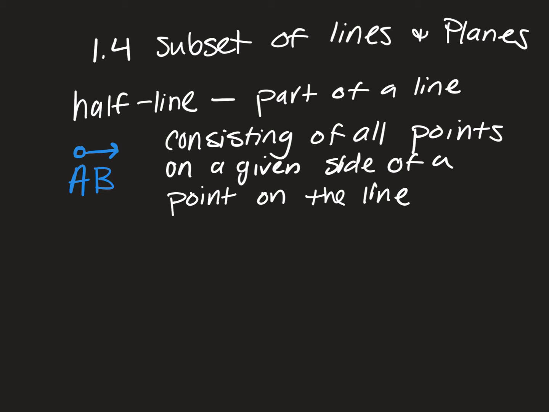So let's say we have a line, which has, I'm going to put C, A, and B on here. When we're talking about half line AB, it starts right after A and goes over here, right? So it starts at A, but it does not include point A. That's why it's an open circle. So it starts at point A, but does not include point A, and goes in the direction of B.